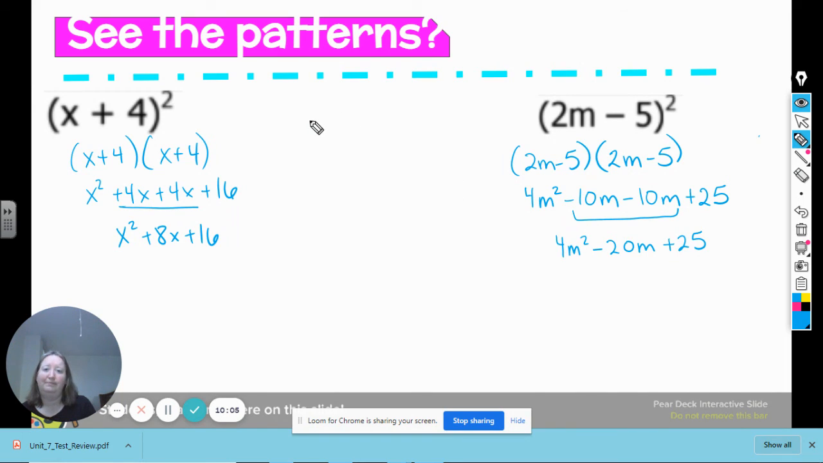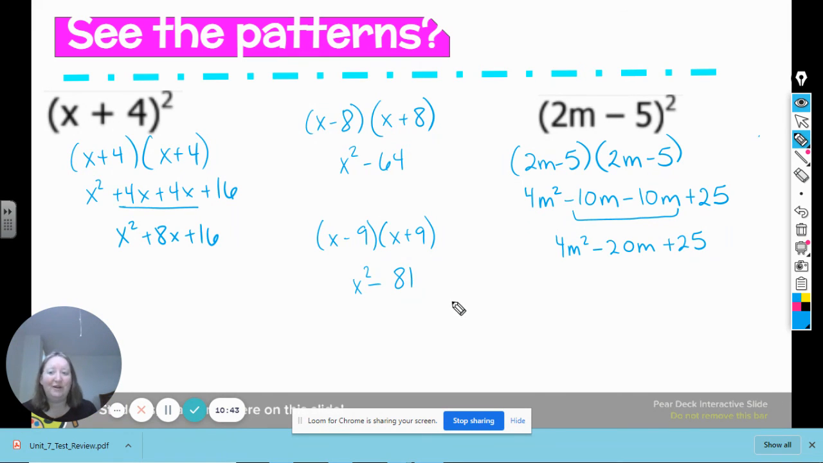Like, I'll show you one more with opposite signs. So x minus, I think we already did 6. Let's do 8. X minus 8, x plus 8. That's going to end up having a negative 8x and a positive 8x that cancel. So really, we just go straight to square the first, square the last, minus in the middle. X minus 9 and x plus 9. Square the first, square the last, minus in the middle. It's a difference of squares. That's what this is called, difference of squares.